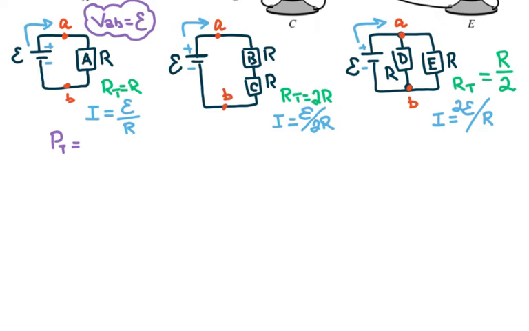So there are a few formulas that not all of them are given to you on AP exam. So it's I times V, that's the power. And then if you use Ohm's law, V is equal to I times R. You can replace V with I times R, which gives you I squared R. Or you can replace I with V over R, and that gives you V squared over R.